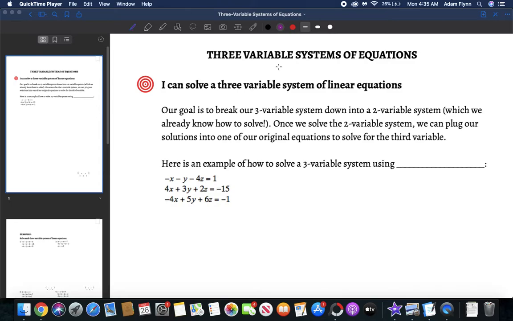Hey everyone, in this video I will be going over how to solve three variable systems of equations. So taking a look at my learning target, I can solve a three variable system of linear equations. Pretty straightforward for this one.